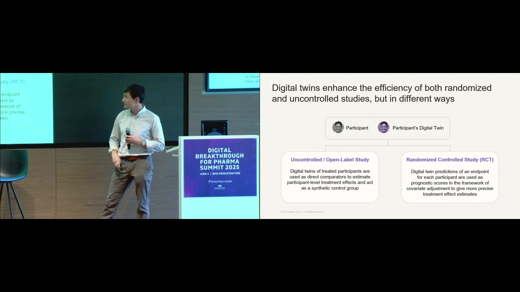I want to point out that there's another application, which is probably something very natural that a lot of people have in mind, which is if you have a digital twin of a subject in a single-arm trial, you could simulate their potential outcome under control and thus have a simulated control or a synthetic control of that trial. That would be a single-arm application. That's not what I'm going to talk about today. I'm going to talk about an application to randomized control trials.